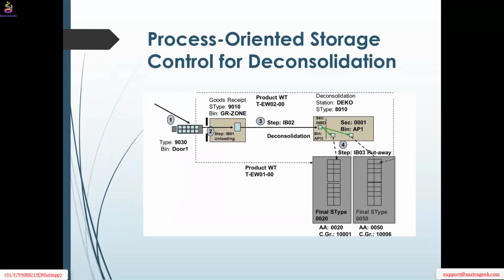Okay, so the EWM is mainly defined into two different things. One is the process oriented storage control and the other one is the layout oriented storage control. The process oriented storage control will help to list out each and every step of your activity in your warehouse with a certain action.